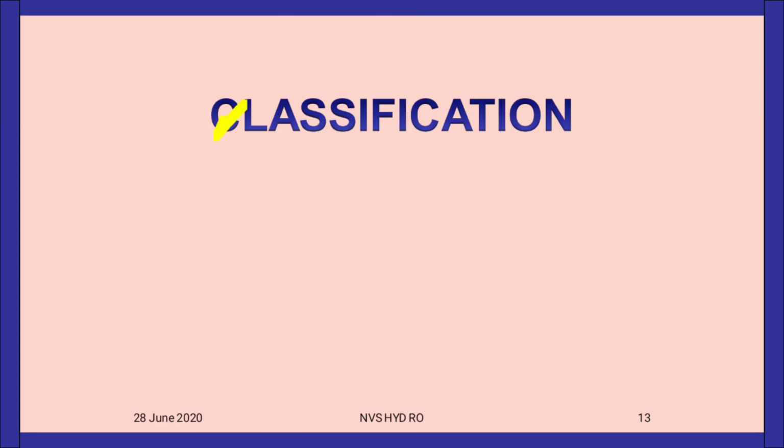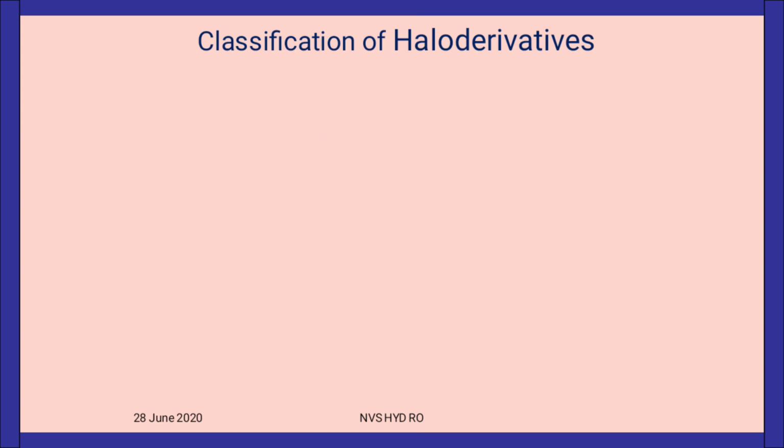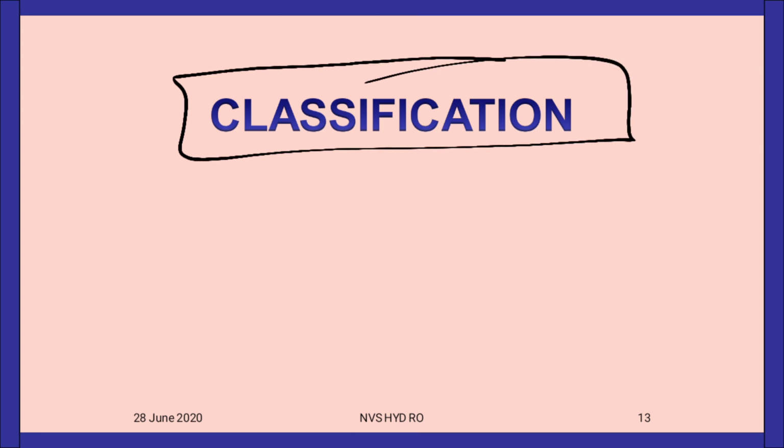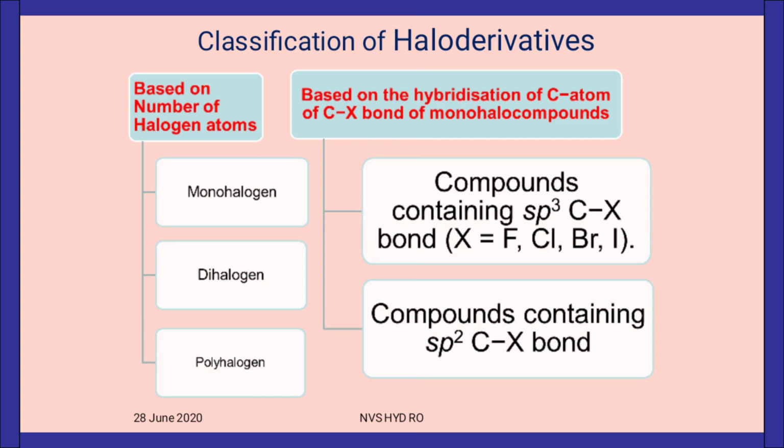Now the most important thing, that is the classification. It's very important to study the classification properly, otherwise this will cause you problems not just in this chapter but also in further chapters. Yes, so let's see the classification. On the basis of the number of halogen atoms attached, these could be classified as monohalogens, dihalogens and polyhalogens.